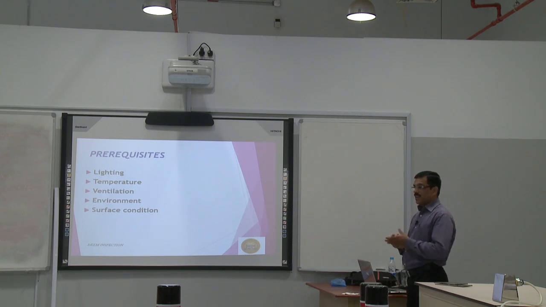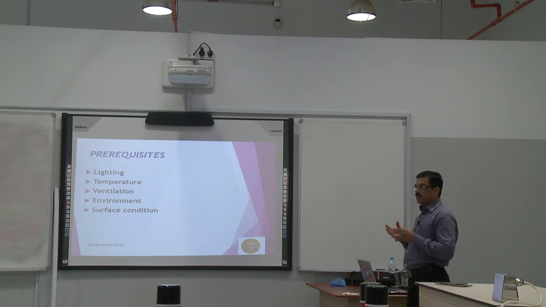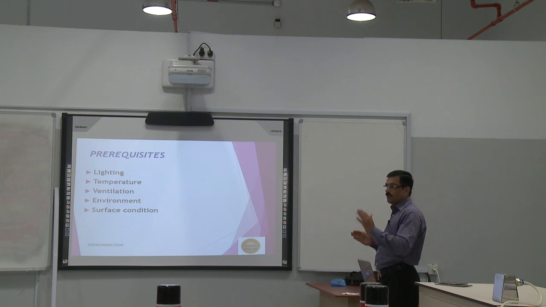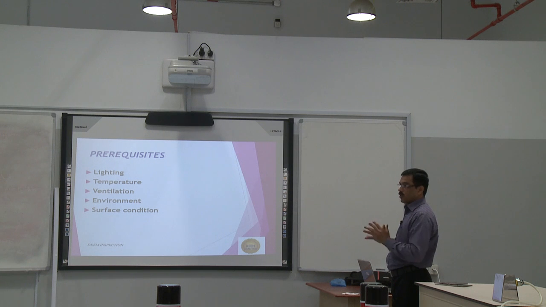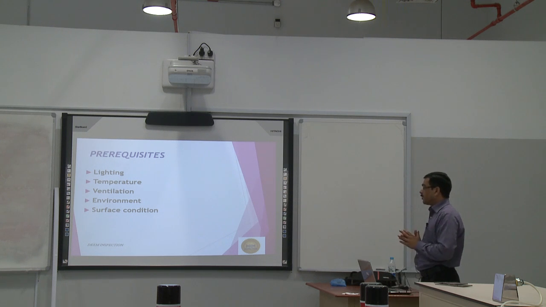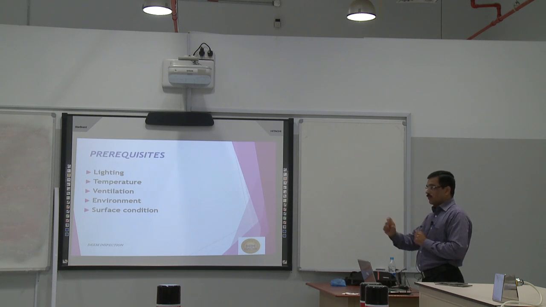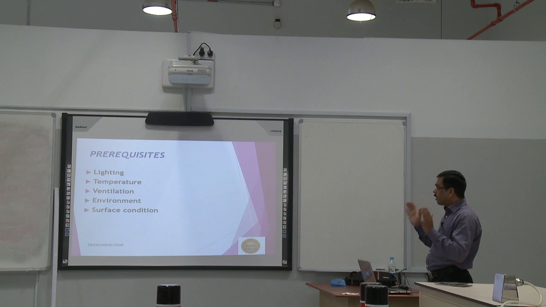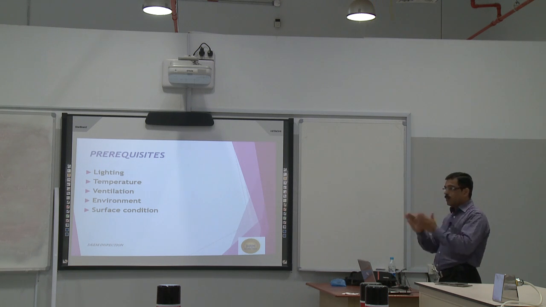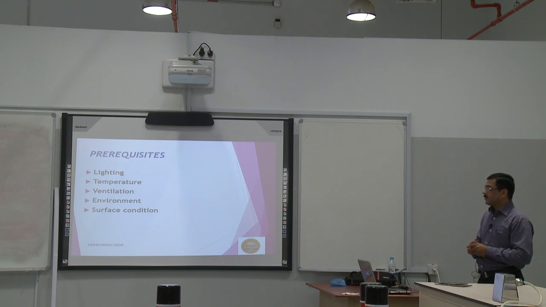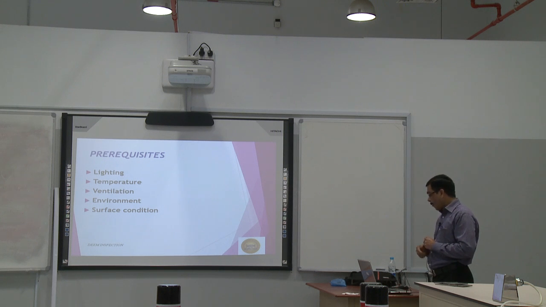And of course we need ventilation, because these are the fumes we are using, and we don't want breathing problems. So wherever we are doing penetrant testing, there should be enough exhausting, enough air circulation and an exhauster. Not a windy environment, because we cannot spray like that. So the environment should be good. And of course the surface condition should be good. So these are some of the prerequisites to do penetrant testing.